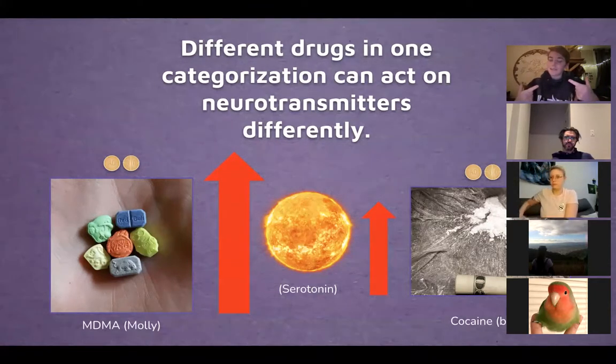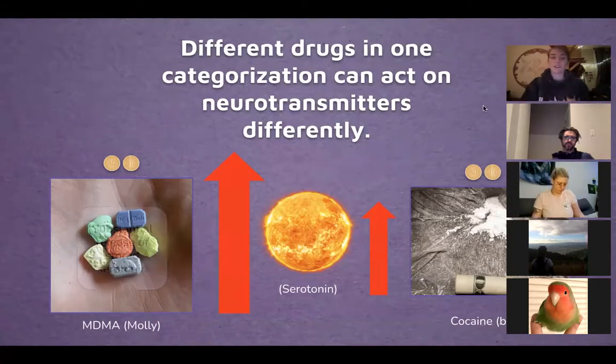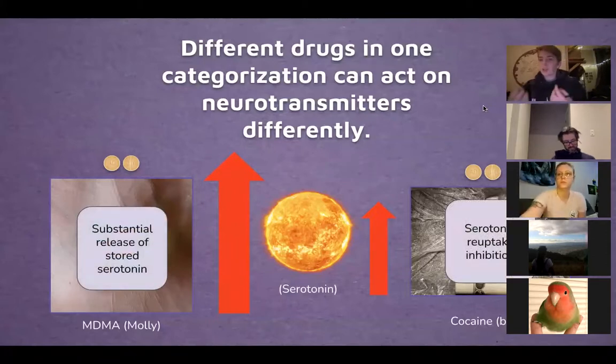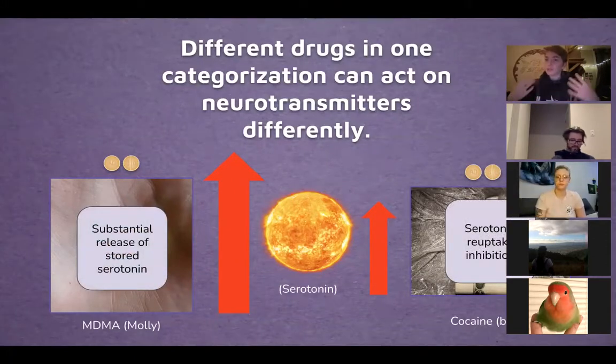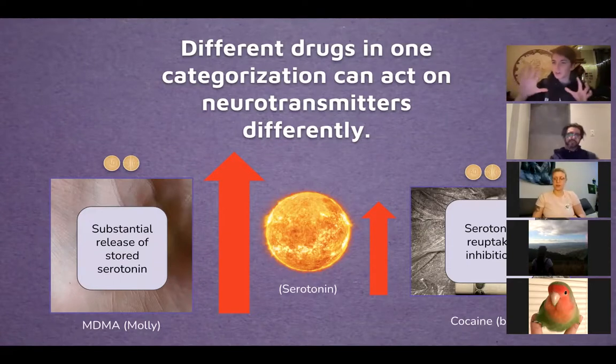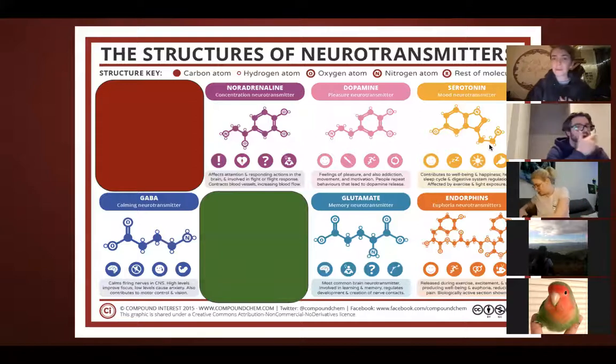Yet Molly dumps serotonin and Coke, I have things for this. Molly really dumps serotonin, whereas Coke is a reuptake inhibitor for serotonin. So even though they both act on serotonin, they do it differently. And this is part of what gives us the distinction between different substances, is they do different things, even if they're operating in the same system, generally speaking. And that's how we get different effects from substances, right?